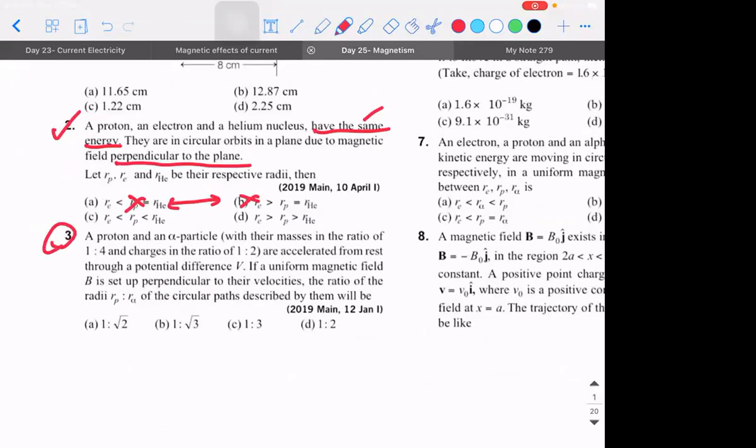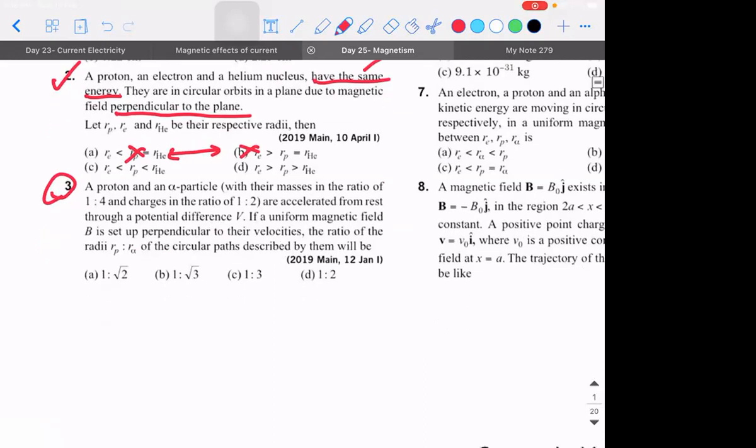Third, it is similar. A proton and alpha particle with their masses in the ratio 1:4 and the charges in the ratio 1:2 are accelerated from rest through a potential difference V. If a uniform magnetic field B is set up perpendicular to their velocities, find the ratio of Rp to R alpha of the circular paths described by them.